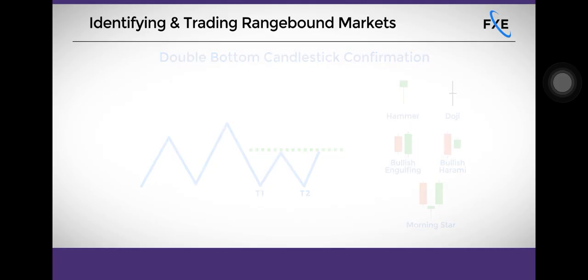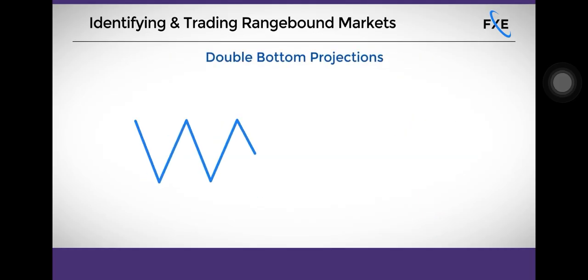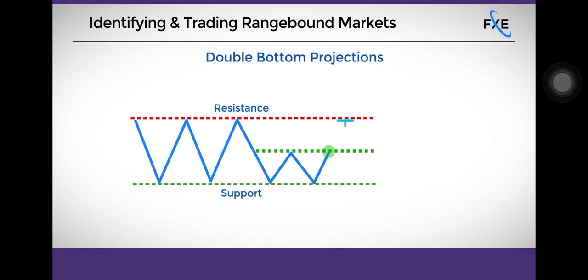It is very important to consider if the double bottom has enough room inside the pattern to fulfill its expected take profit target. If the take profit zone is past the top of the channel, you would not place this trade, as price would have to break key resistance to reach its projected take profit target.